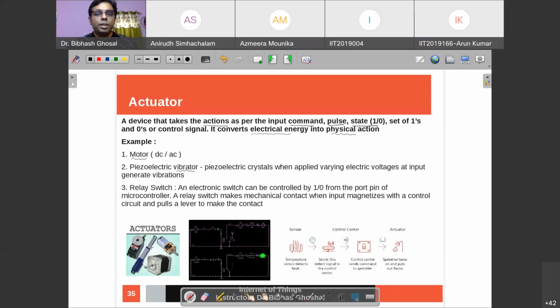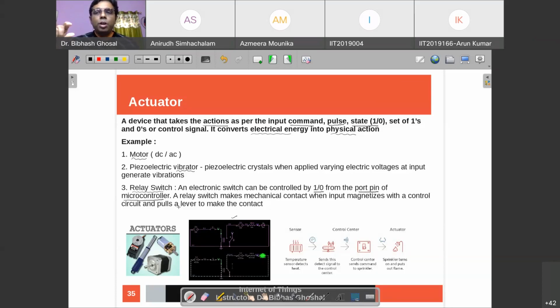So this is basically the idea behind what are called the actuators. Now, one of the actuators that is very commonly used is called a relay switch. What is that? This is an example that has been shown here. It's an electronic switch. Okay, so it's a switch. That means it has an on-off condition. So it's an electronic switch which can be controlled by a 1 or a 0 from the port pin of a microcontroller.